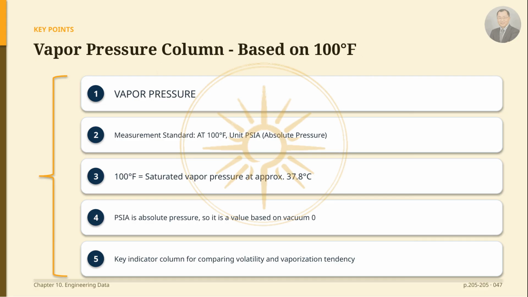I will now introduce the vapor pressure column. This header is for the vapor pressure column, with a measurement reference of 100 degrees Fahrenheit and the unit in psia, which is absolute pressure. 100 degrees Fahrenheit corresponds to approximately 37.8 degrees Celsius, and it represents the saturated vapor pressure at this temperature. Since psia is absolute pressure with zero set at a vacuum, care must be taken not to confuse it with gauge pressure. Because vapor pressure is a key indicator of how easily each hydrocarbon vaporizes, it is the first column looked at when comparing volatility and vaporization tendencies between compounds.